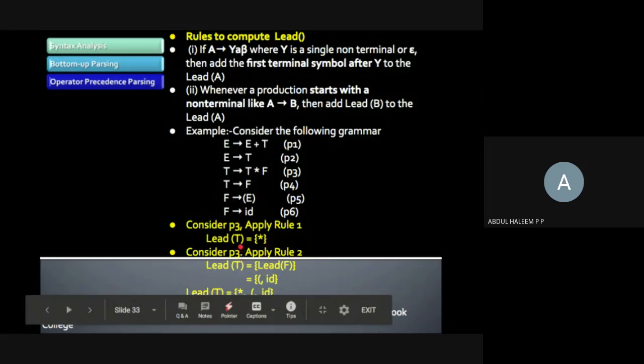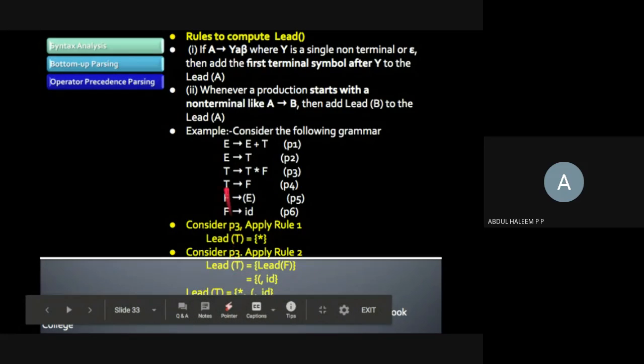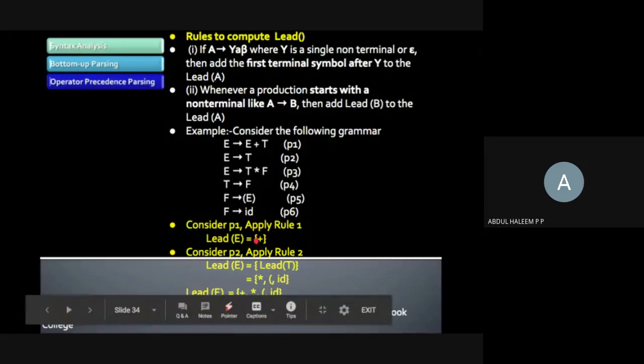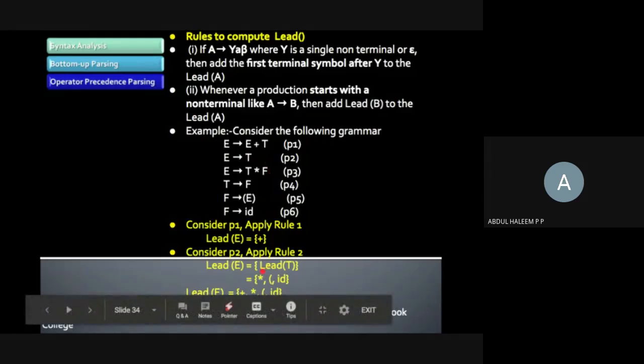So I hope that you know now how to calculate LEAD of T in these two steps from these two productions. Now let us see how to calculate LEAD of E. So again, we'll take up P1 and apply rule 1. A derives Y a beta, with Y as E and a as plus. So LEAD of E contains this plus. We'll take P2 and apply rule 2. So A derives B, E derives T, LEAD of E becomes LEAD of T. So we'll take a union of these and we have that.